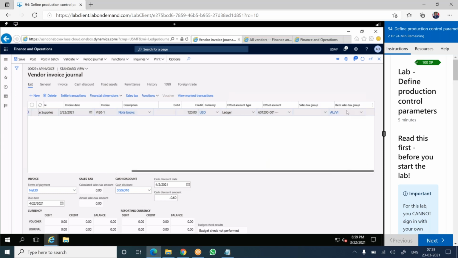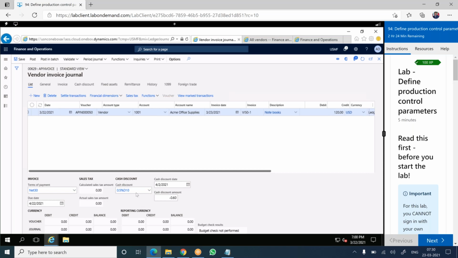And taxes, we'll discuss this later. We need to map sales tax group and item sales tax group. We are posting the invoice now. Discount is available, and this discount also you will understand later. I'm skipping this discount for the time being. Now you can click on post.